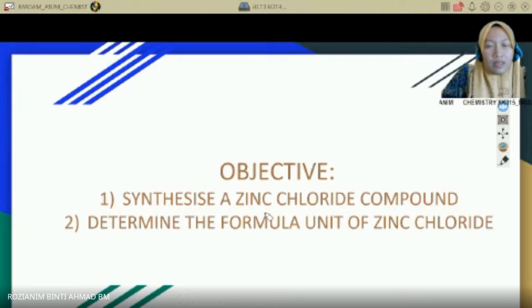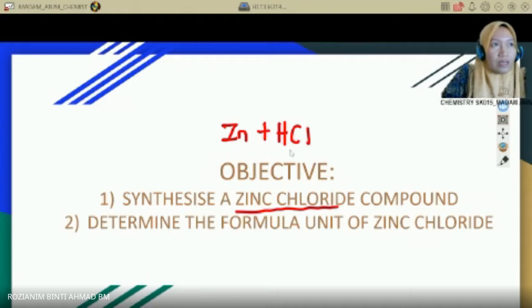Okay, so focus for today. We recall what we should have learned in this experiment. We need to synthesize the zinc chloride compound. I already stated to you how: the reaction between zinc powder and hydrochloric acid. And for the second, our task for today is to determine the formula unit.